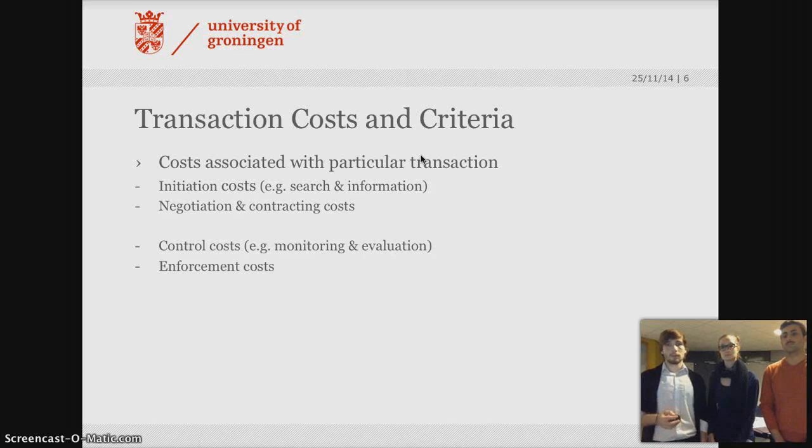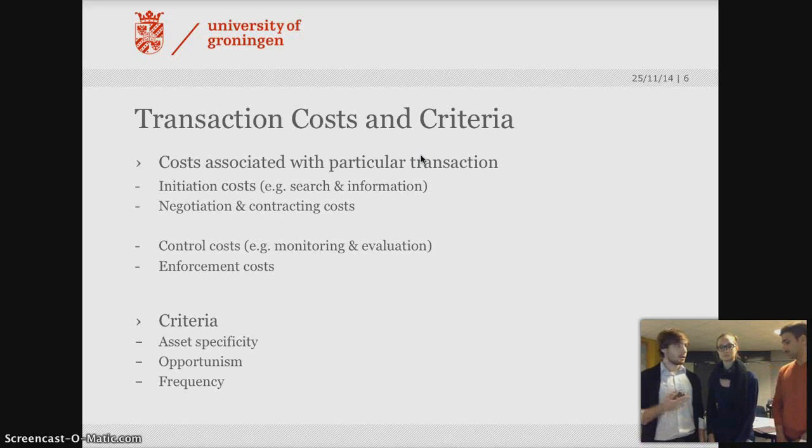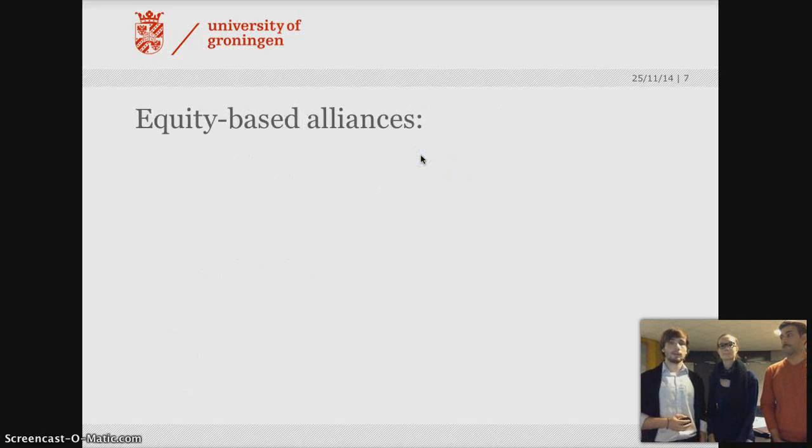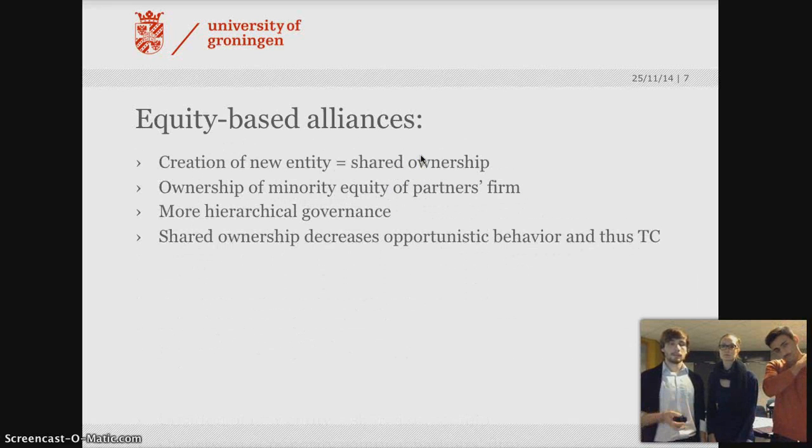The second part is related to the criteria of transaction costs. This analyzes the influencers of transaction costs, like asset specificity, opportunism, and frequency. My colleagues will talk later about these aspects. Now let's think about the governance possibilities that an alliance could have. The first one is equity-based alliances and has some specific characteristics. The first one is that it's creating a new entity, which means shared ownership.